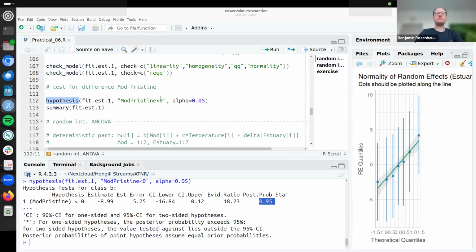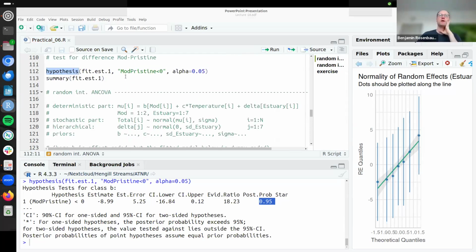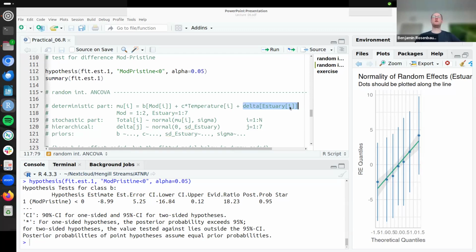One more model. We talked about that there is a temperature effect maybe as well. So we want to include this to see, okay, well, is there a difference between modified and pristine when we also account for the effect of temperature? So here, again, this is the fixed effect we are actually interested in. We account for the level of temperature, and also we account for the differences between estuaries. So all this other variation which might be estuary specific, but is not explained by temperature alone.